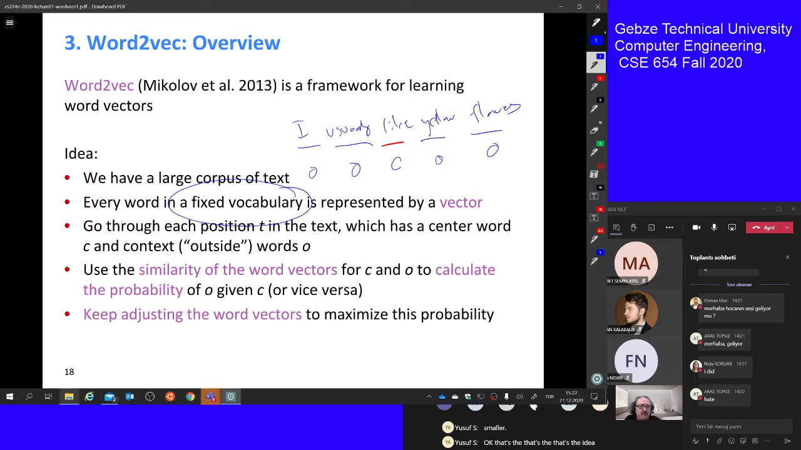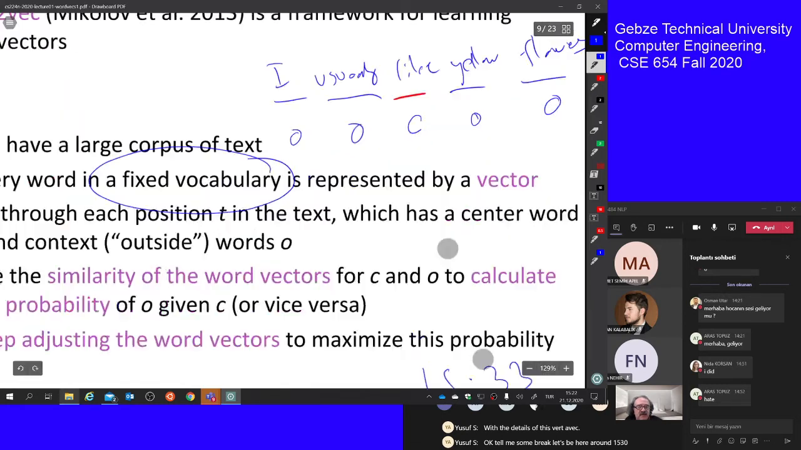Before I continue further, maybe I should take a 10-minute break. After the break, we will continue with the details of word2vec. Okay, 10 minutes of break. Let's be here around 15:33.